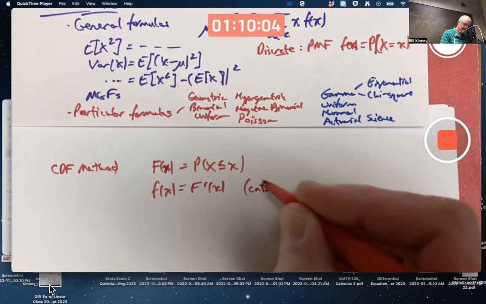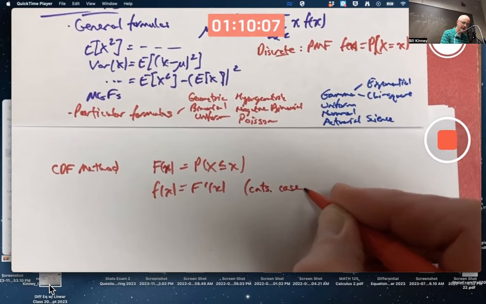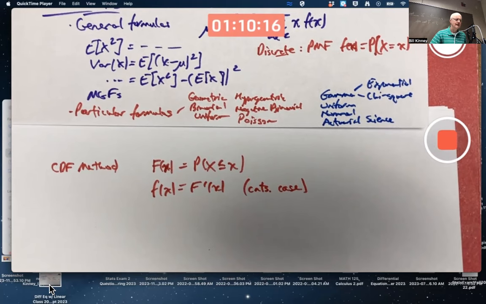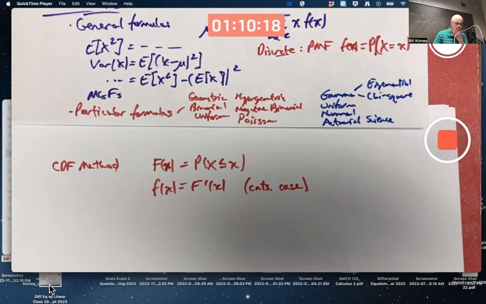can you use this in the discrete case as well? Yes, you can, but you don't differentiate. You compute a difference in the discrete case. We never really did an example like that, though. We only did continuous cases.